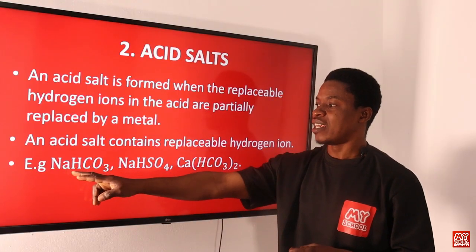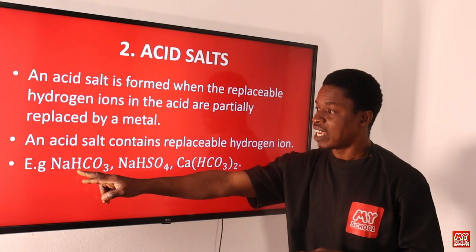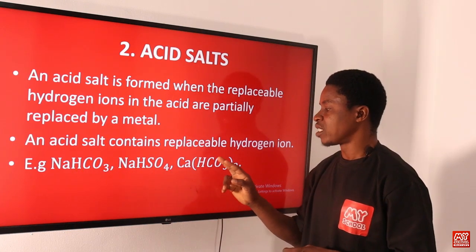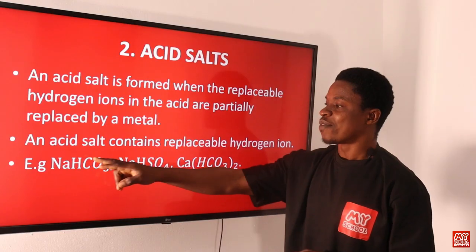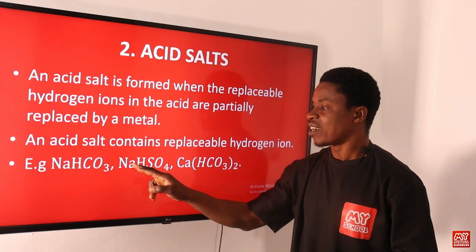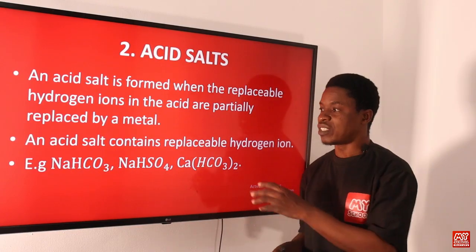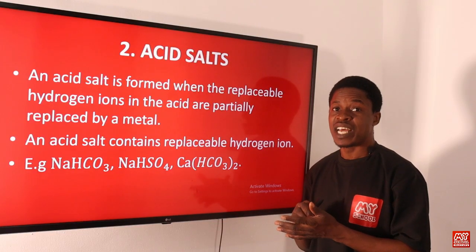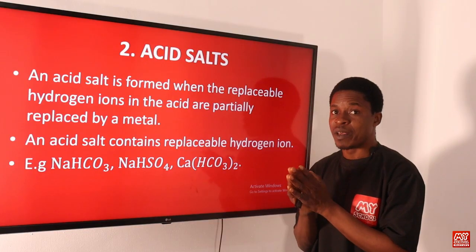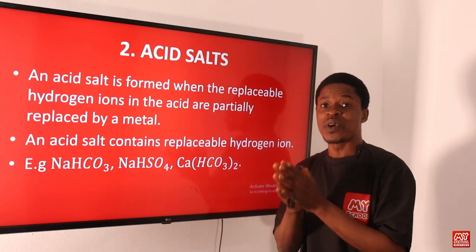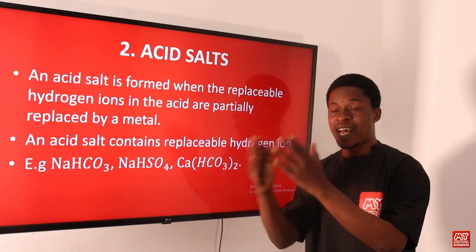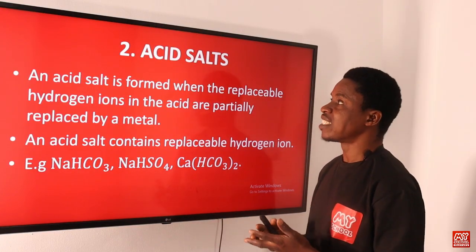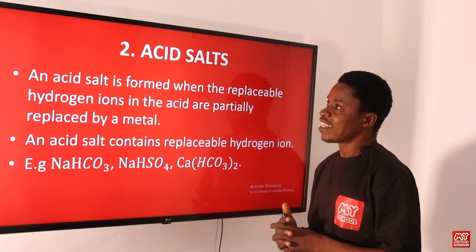And an acid salt contains replaceable hydrogen ion. For instance, we have NaHCO3. You can see that there's a hydrogen ion present in it. We have sodium hydrogen sulfate. We have calcium hydrogen carbonate. These are examples of acid salt. You can see the hydrogen there, here, and here. So these are some of the examples of acid salts. Part of the hydrogen ions present in the acids are replaced, not all of them. If all the hydrogens are replaced, what we have will be a normal salt. But if we have part replaced, and we can still find 1 or 2 hydrogen in it, it means that it is an acid salt. Let's move on to the next slide now.